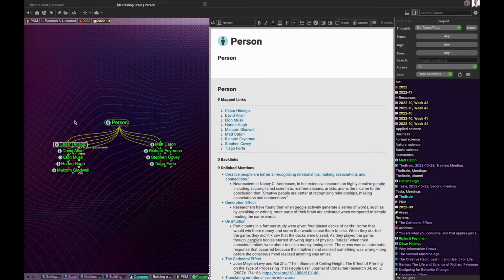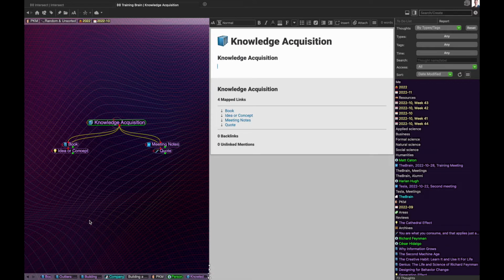Let's move over to the knowledge acquisition thought type. With the book thought type, I came to a different realization. As any avid reader realizes, they read more than just books. They read articles, definitions, peer-reviewed papers, quotes, and more. That should be no problem. Just keep adding more thought types. However, I found a means of making it easier for me.